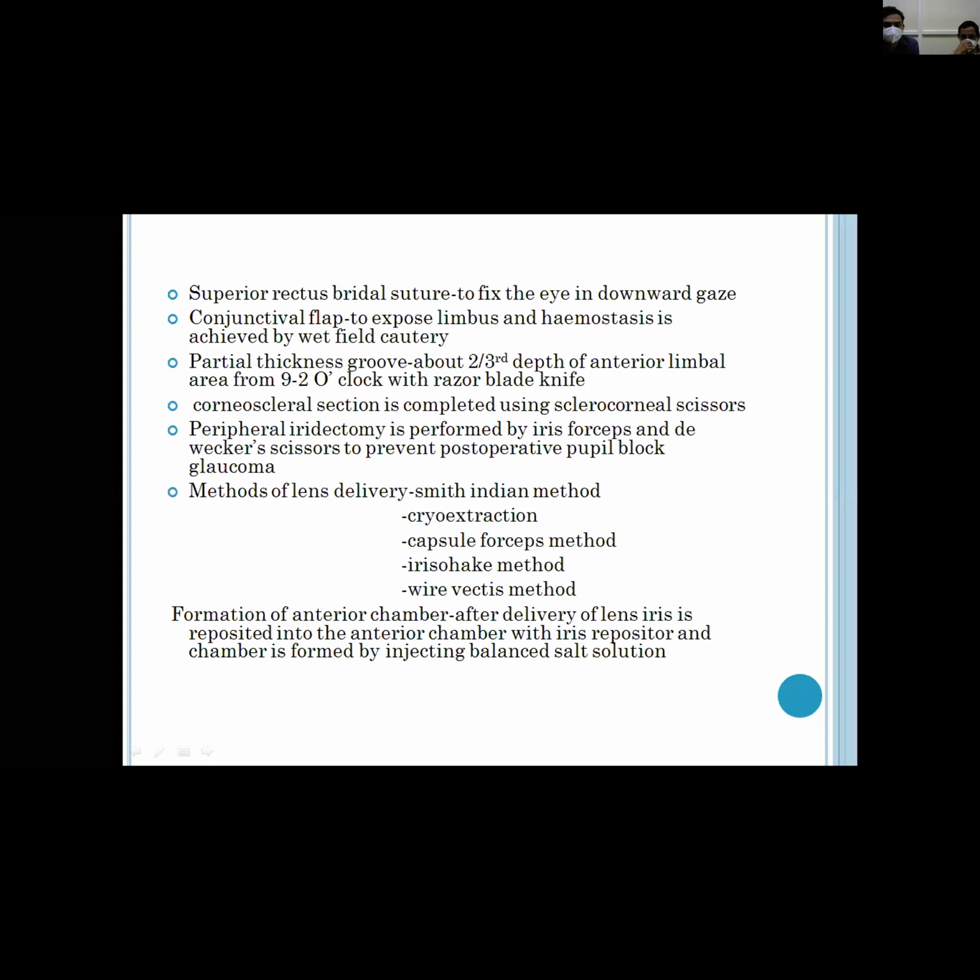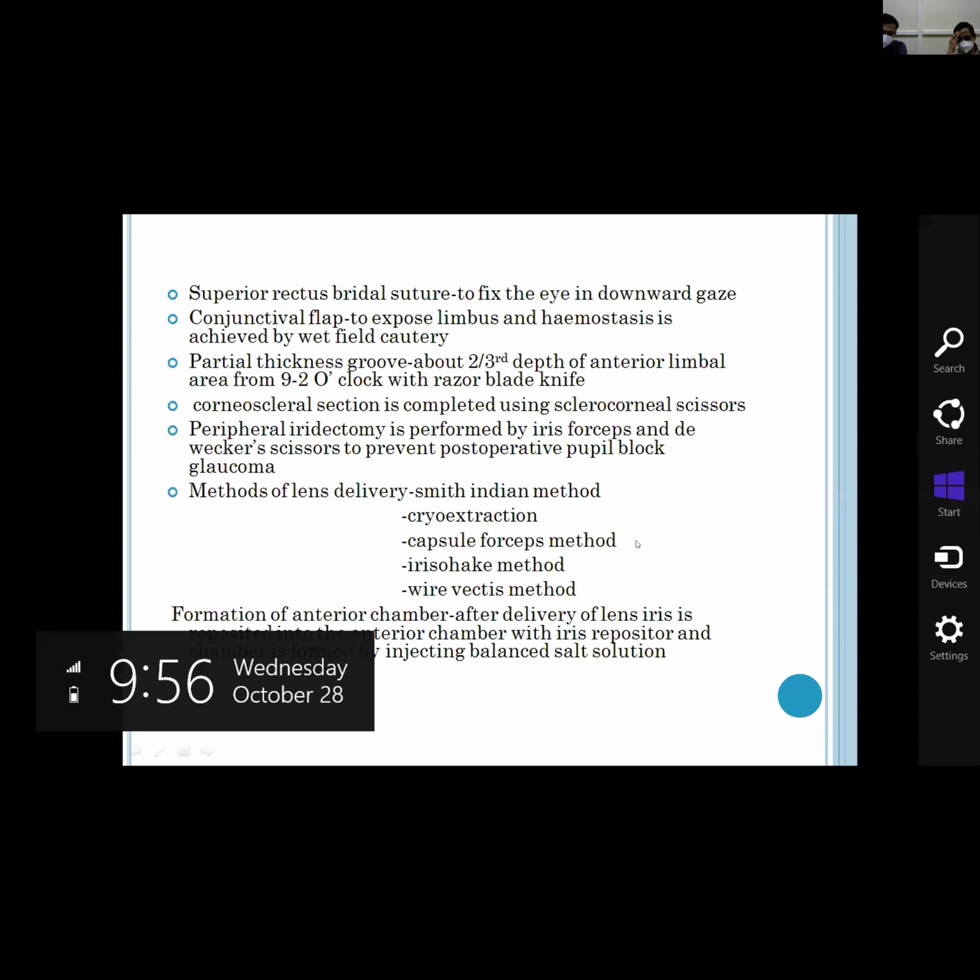Capsule forceps method. Forceps is introduced closed into the anterior chamber and the anterior capsule of the lens is caught at 6 o'clock position. Zonules are ruptured and the lens is extracted. Erisophake method, iris hook method and Wire vectis method. In the wire vectis method, the loop of the wire vectis is slid gently beneath the subluxated lens, which is then lifted out of the eye.